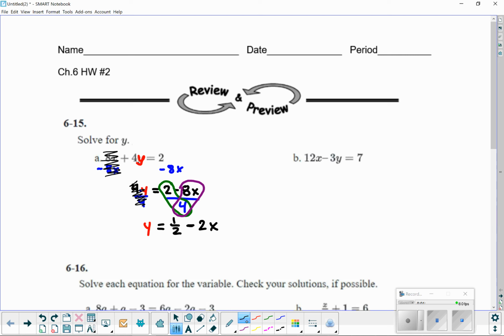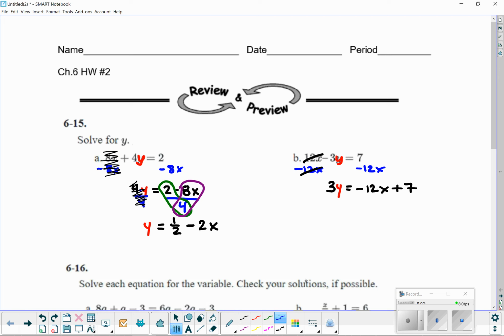Okay, so same thing. I'm just not going to talk as much for the second one. Solving for y again. We're going to get rid of that 12x, so minus 12x. That's going to cancel out. 3y equals, and this time let's write it as negative 12x plus 7. You can see what I just did. I wrote the x part first, then I added on that 7.